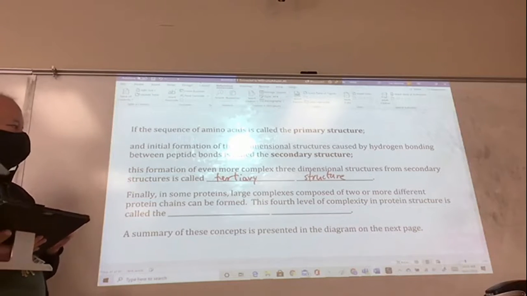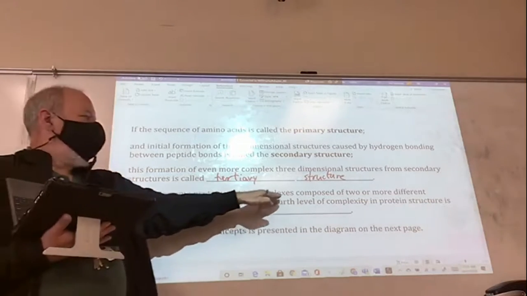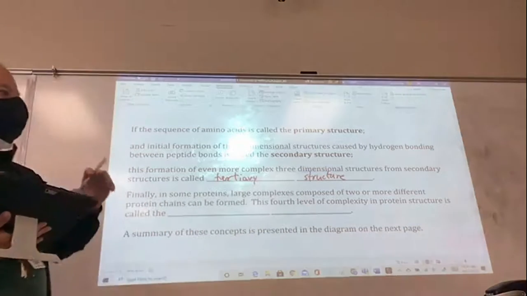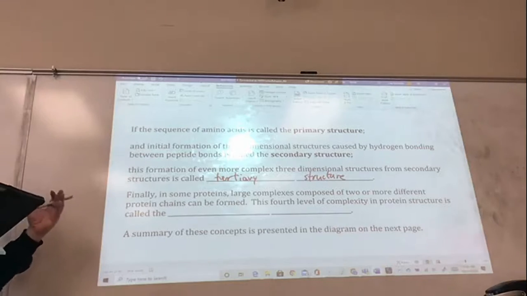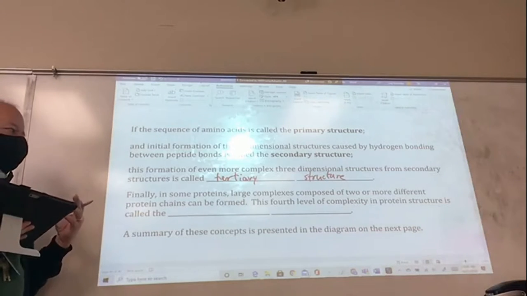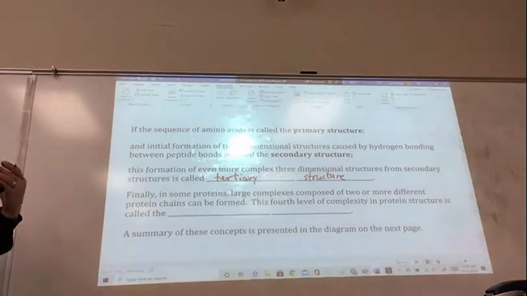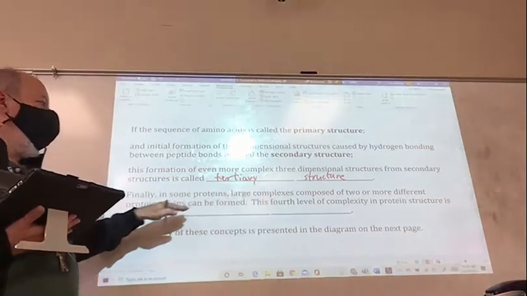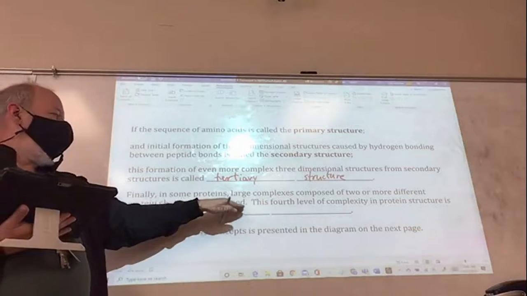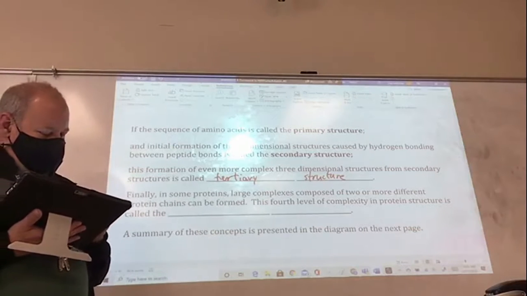And then finally, in some proteins, we're just going to take different proteins and hook them together in a special sequence so that they can do something like an assembly line would. So in some proteins, large complexes of two or more different chains can be formed, and this fourth level of structure is called quaternary.